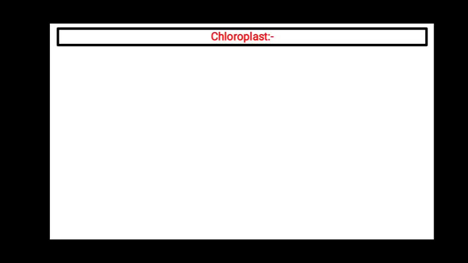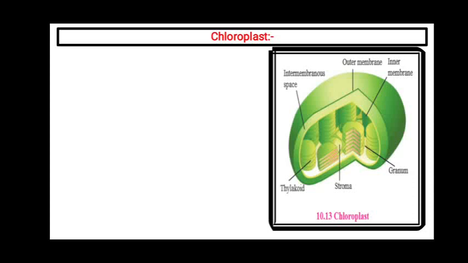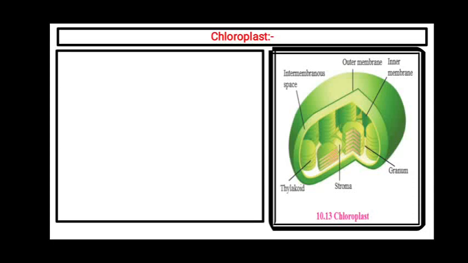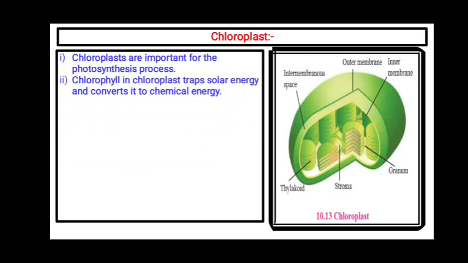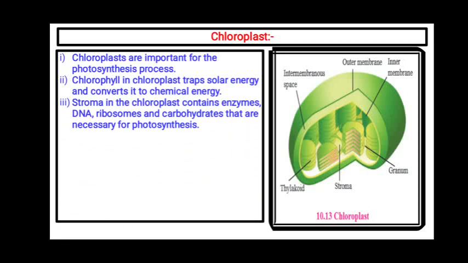Next, chloroplast. The diagram of chloroplast. Chloroplasts are important for the photosynthesis process. The pigment chlorophyll is present in the chloroplast and it helps in the process of photosynthesis. The chlorophyll helps to trap the solar energy, and that solar energy is converted to chemical energy by chlorophyll. Stroma in the chloroplast contains enzymes, DNA, ribosomes and carbohydrates which are necessary for photosynthesis.